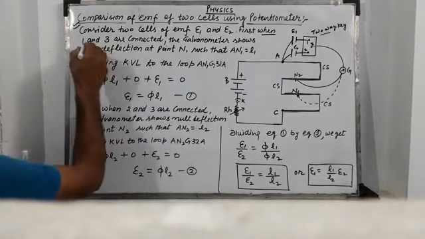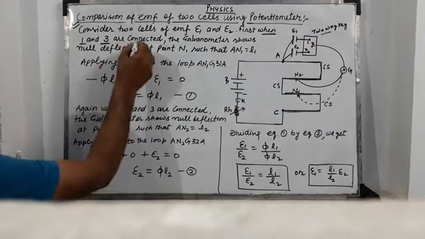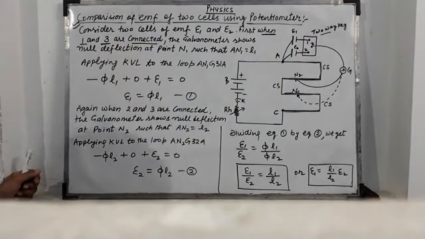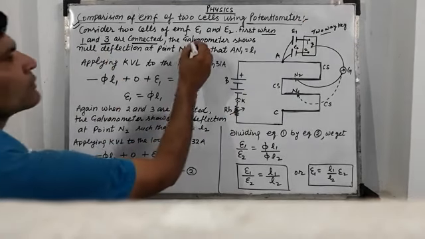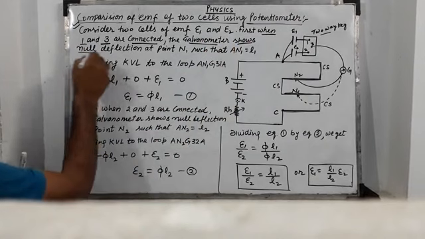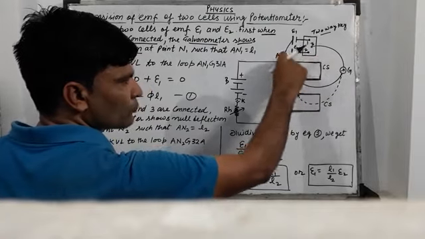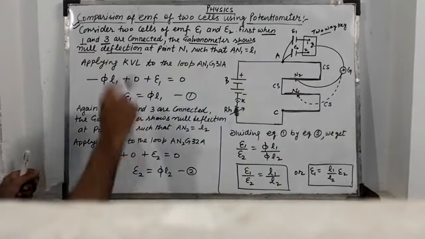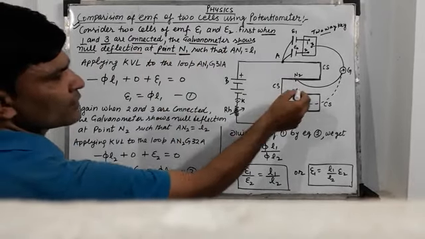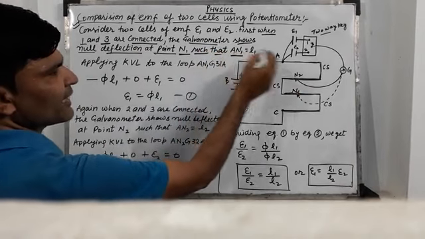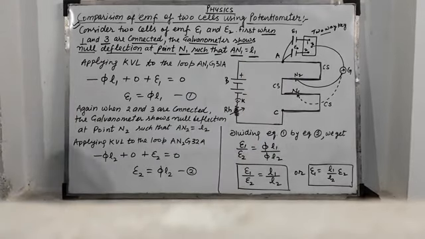First, when 1 and 3 are connected, it means the cell of EMF E1 is in the circuit. The galvanometer shows null deflection. We move the jockey from A to C. Then we get the null deflection at point N1 such that the length from A to N1 is L1.